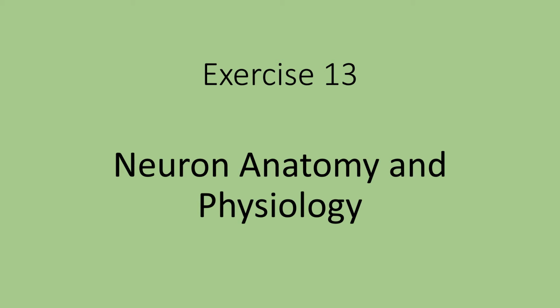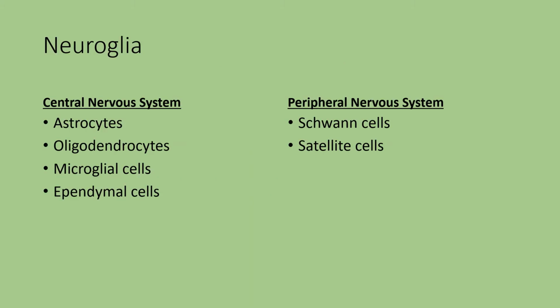Exercise 13 deals with neuron anatomy and physiology. With the nervous system, when we are looking at the different types of cells that are present, you have the neurons, which is what most people think of, but you also have a lot of supporting cells, and these are known as your neuroglial or just glial cells.